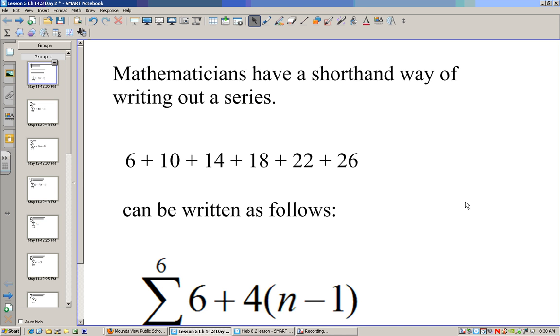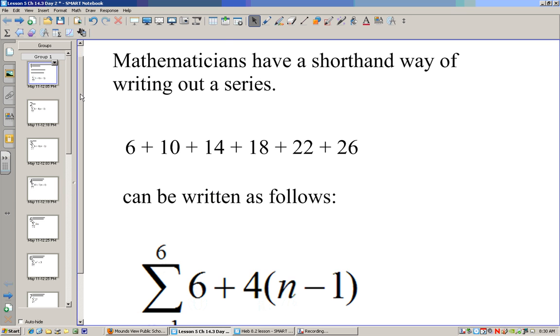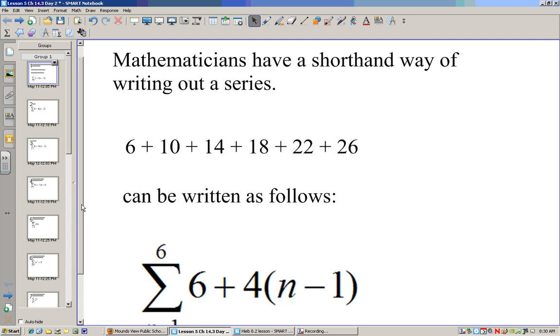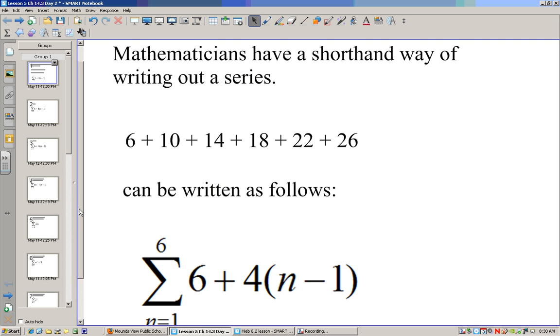Hello, and welcome to the third day of our unit on sequences and series. Today we're going to look at some new notation. We call it sigma notation, or sometimes they say summation notation.